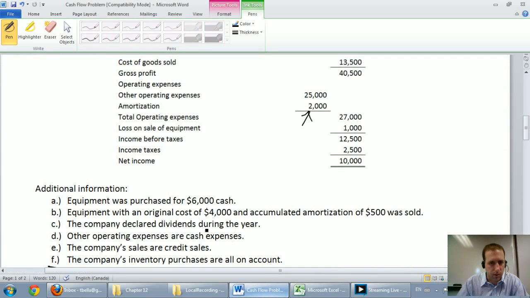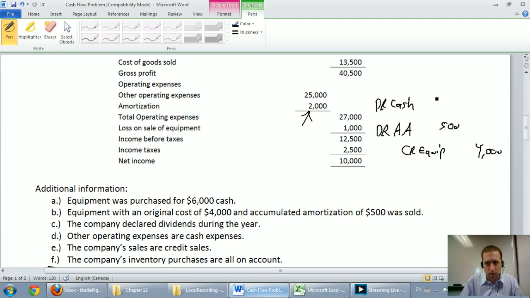All right, we sold some equipment, and it doesn't give us very much information. It says equipment with the original cost of $4,000 and accumulated amortization of $500 was sold, but it actually doesn't tell us how much money we sold it for. But we can figure this out. Remember, whenever we sell equipment, I'm going to make a pretend journal entry over here. We will credit the equipment for the amount, and the amount was $4,000. That's the original cost. We also get rid of its accumulated amortization, and that was $500. And we're going to debit cash whenever we sell equipment for some amount. I'll just put a question mark for now. I'll fill that in in a second.